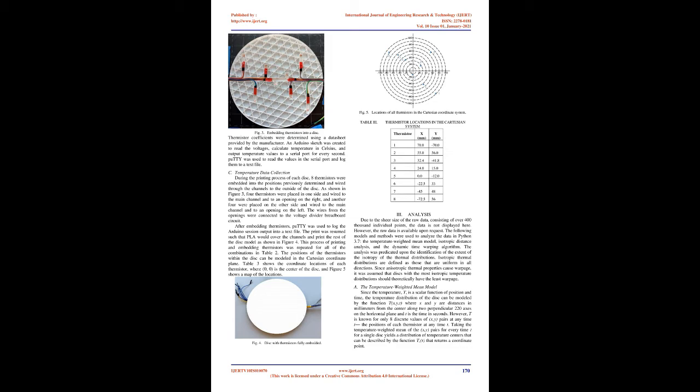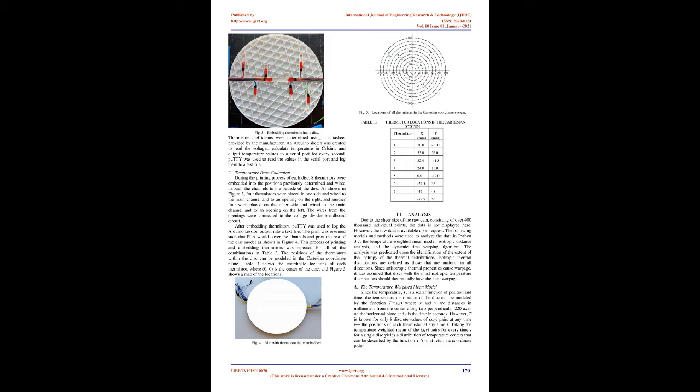As shown in Figure 3, 4 thermistors were placed in one side and wired to the main channel and to an opening on the right, and another 4 were placed on the other side and wired to the main channel and to an opening on the left. The wires from the openings were connected to the voltage divider breadboard circuit. After embedding thermistors, PuTTY was used to log the Arduino session output into a text file.